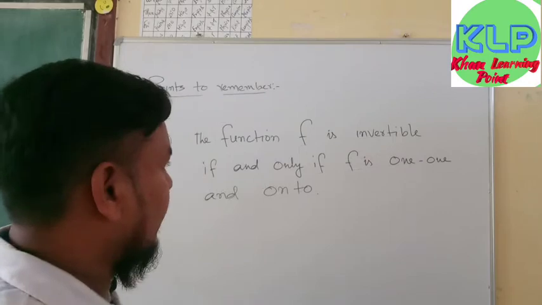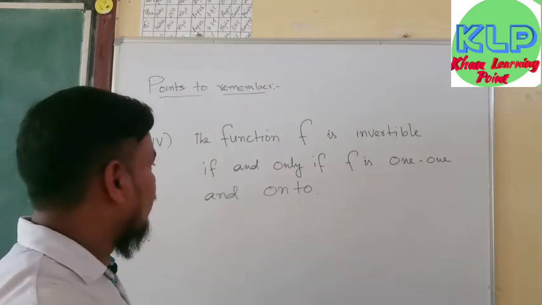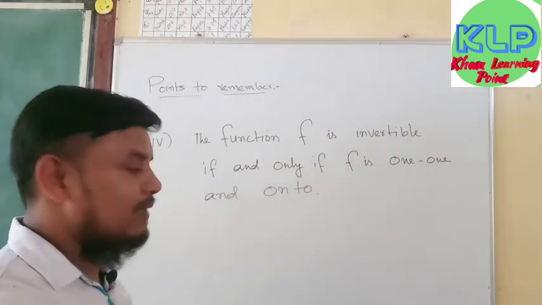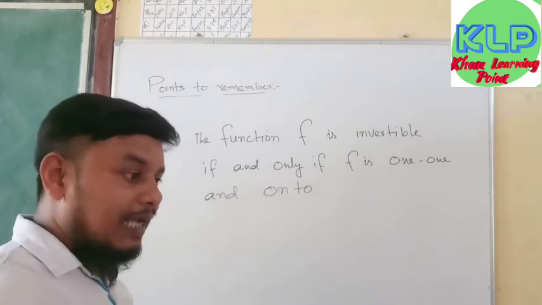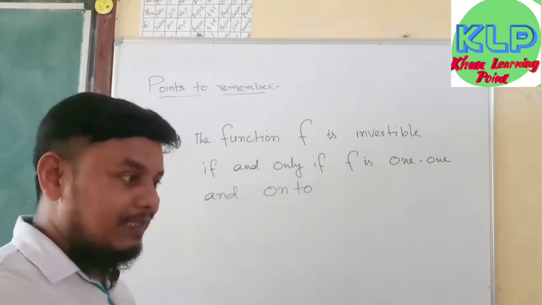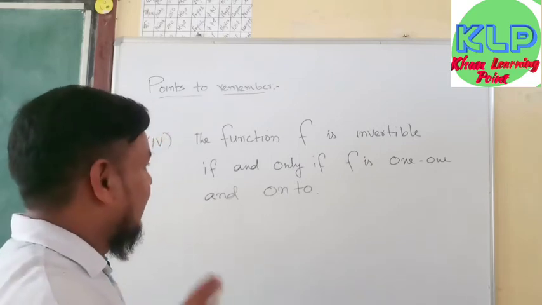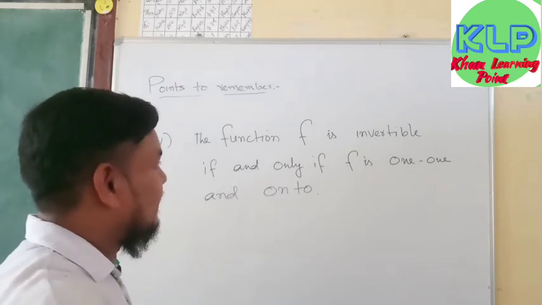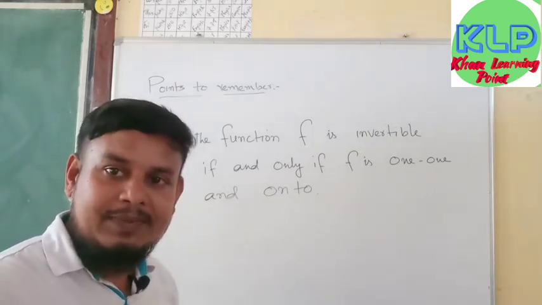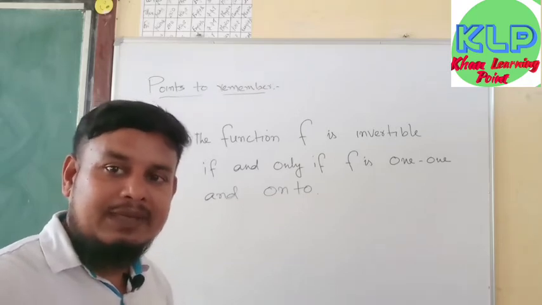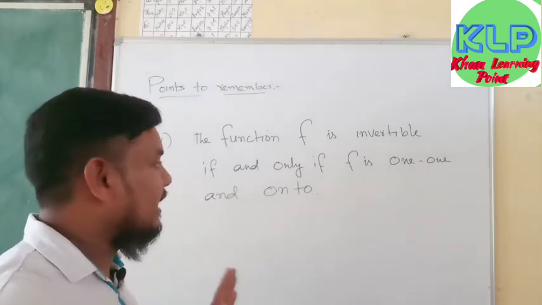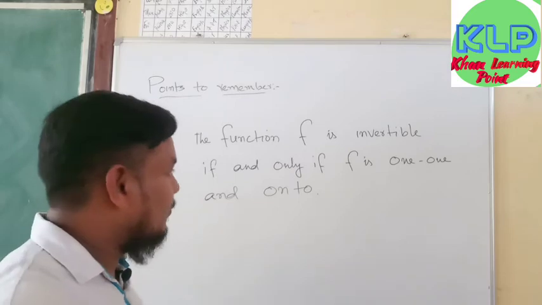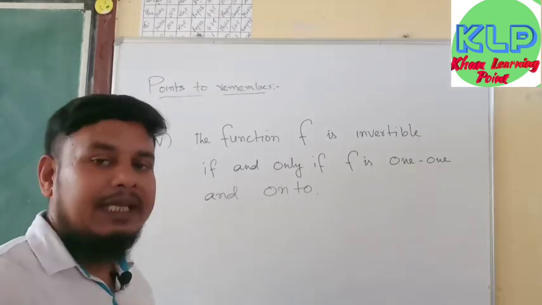Point 4: the function f is invertible if and only if f is one-one and onto. This means a function f is invertible if the function f is one-one and onto, that is f is a bijective function, and conversely if f is bijective then the function f is invertible. So to check whether a function f is invertible or not, it is enough to show that the function f is bijective. If f is bijective then it is invertible, and if f is not bijective then the function f is not invertible. Okay, and the value of x in terms of y is nothing but the inverse of f.